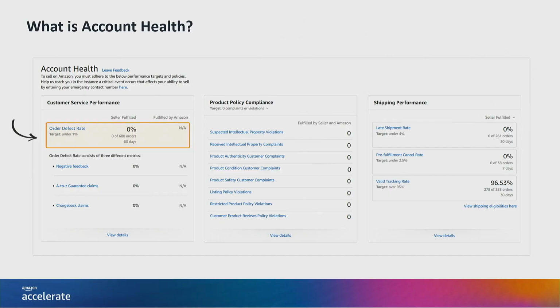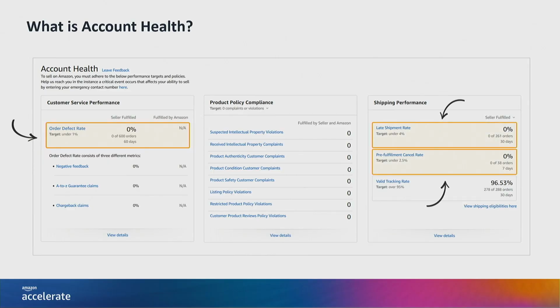The Account Health page in Seller Central provides visibility into your performance against Amazon's policies categorized into 3 categories. The first category is customer service performance. Customer service performance represents your adherence to Amazon's policies as they relate to post-order concerns from customers. This includes negative feedback, A to Z claims, and credit card chargebacks. Your order defect rate represents the percentage of orders you fulfill that have one or more of these defects.